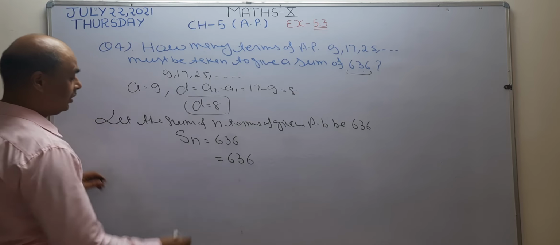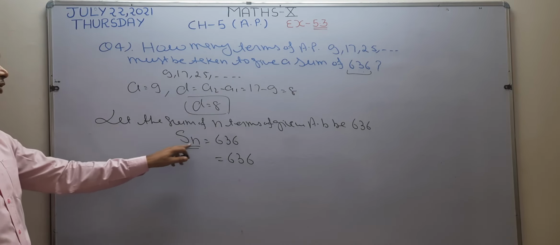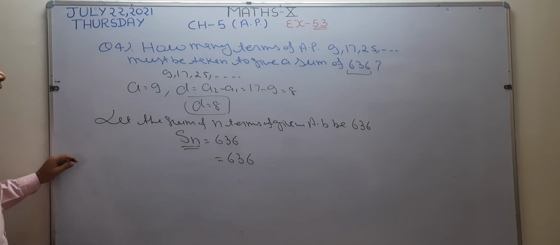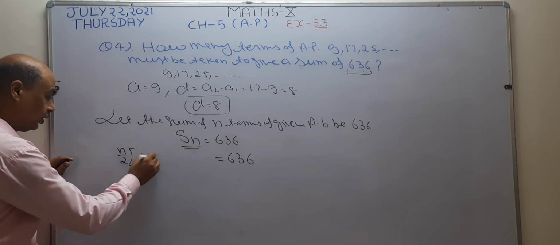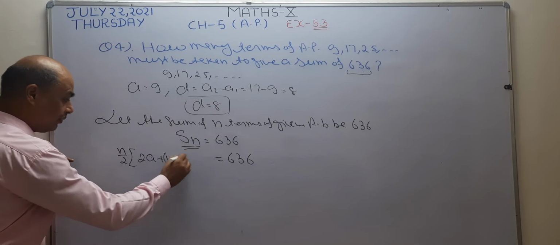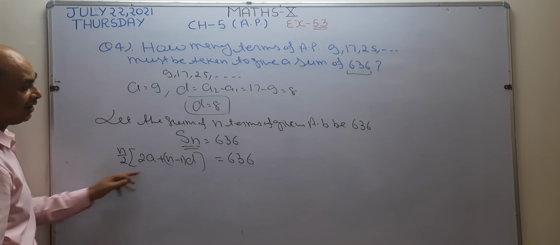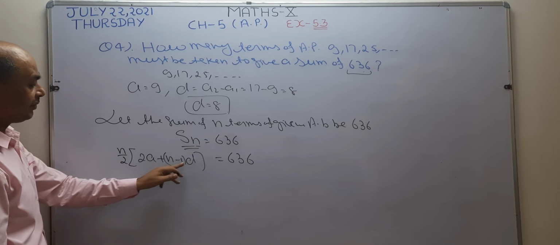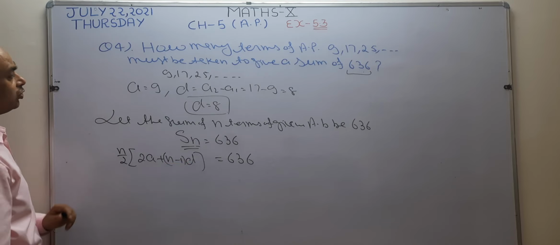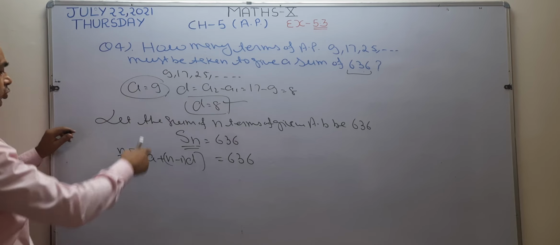Okay. Instead of Sn, can I use the formula for n terms? So the formula of Sn is n by 2, 2a plus n minus 1 into d. This is the formula for finding the sum of n terms of an AP. Sn, n by 2, 2a plus n minus 1. Now, what is given in this question? First term and common difference are given. I want to use these two values.